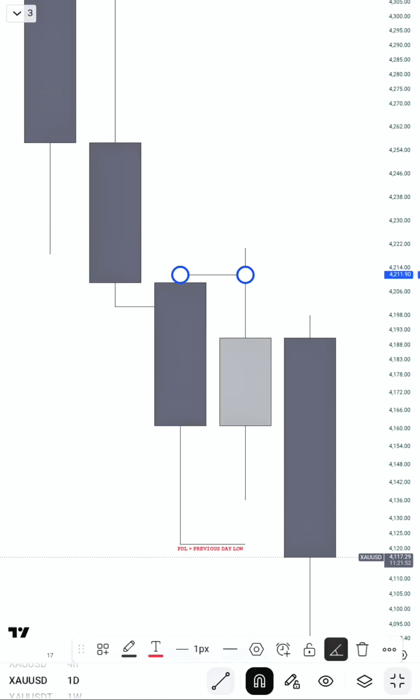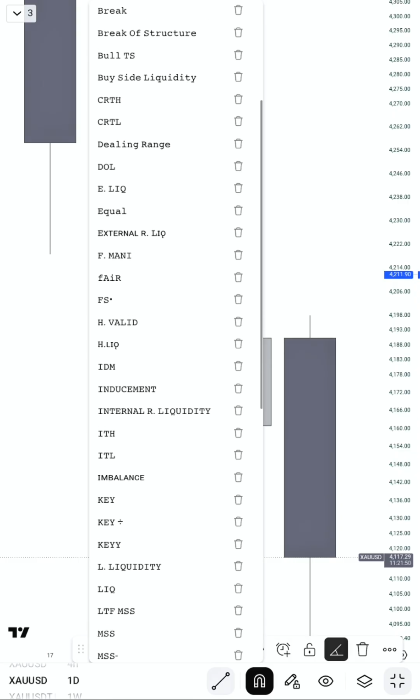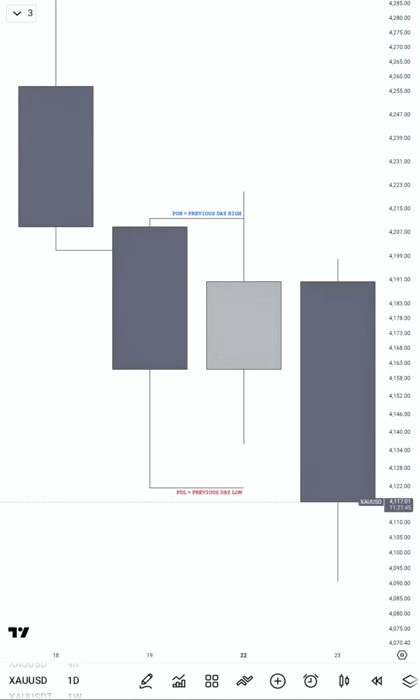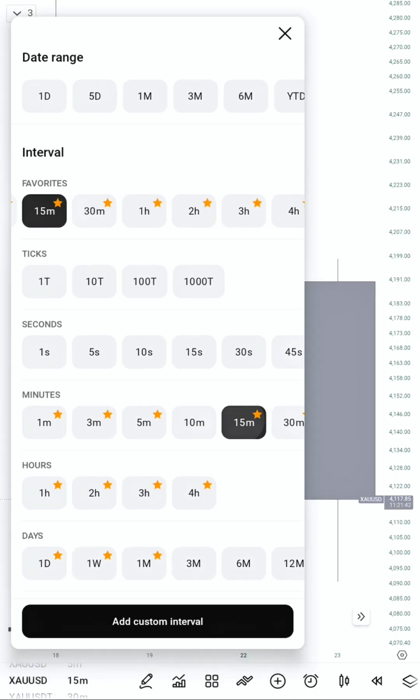So as an intraday trader, what we need to do is wait for Asia session to end, right? Since we want to see what our range is going to be looking like. So let's go to a 15-minute time frame.